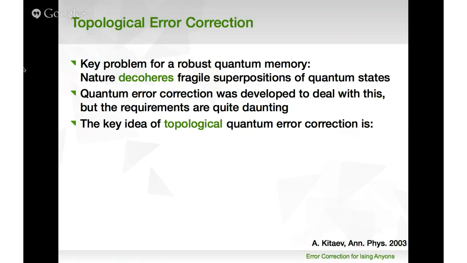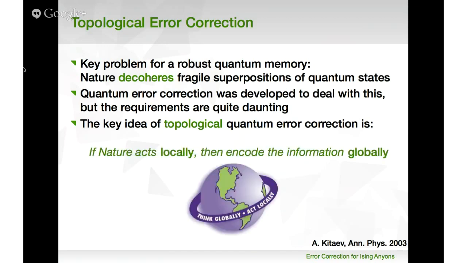So the key idea of a topological quantum error correcting code is the following. If nature acts locally, then we should encode our information globally. This idea goes back to Kitaev's paper from the mid-90s, although he didn't bother publishing it until 2003. And the idea is that if we have certain non-local degrees of freedom, and we can do our information processing in those global degrees of freedom, then they should somehow have some robustness to the errors which nature creates locally.